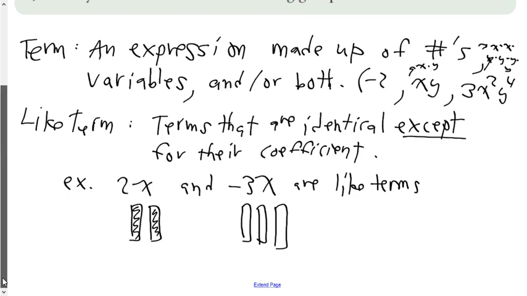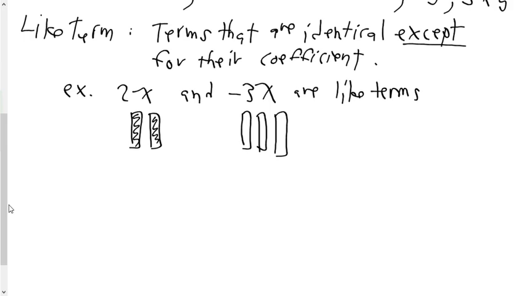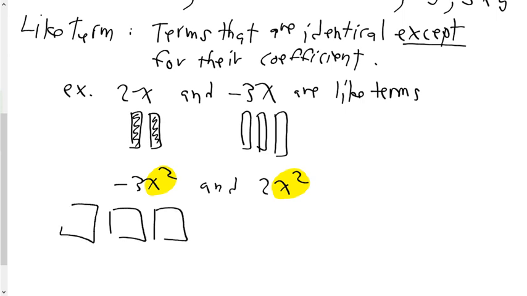All right. If I look at, let's say, -3x squared and 2x squared, those would be identical terms because the terms themselves are x squared tiles that I would use to draw, and the only thing they differ by is their coefficient. So I draw them with three open ones. That's -3x squared. That's 2x squared. And those would be like terms.